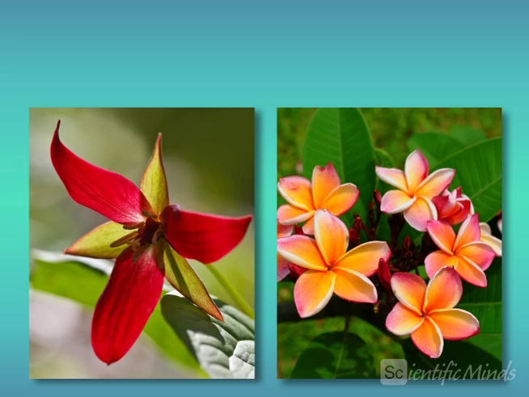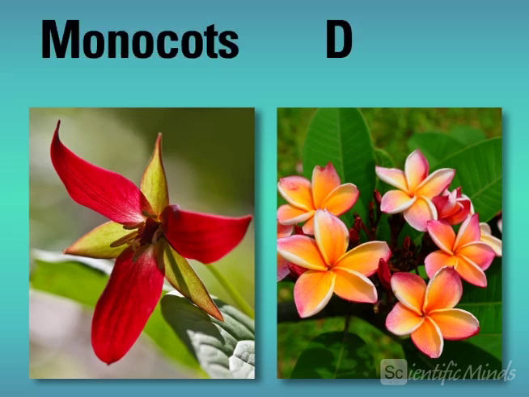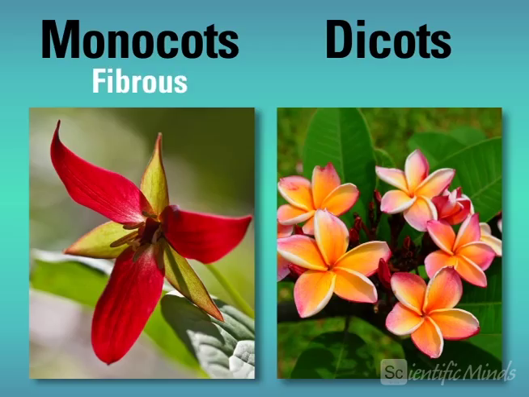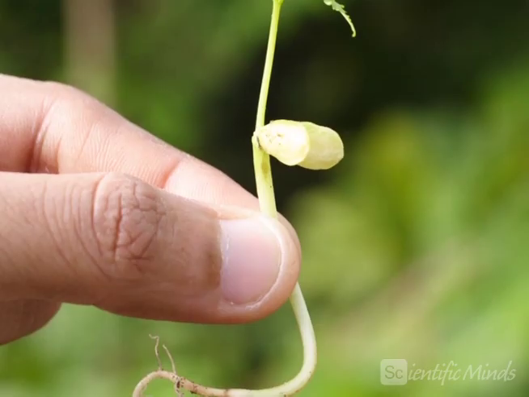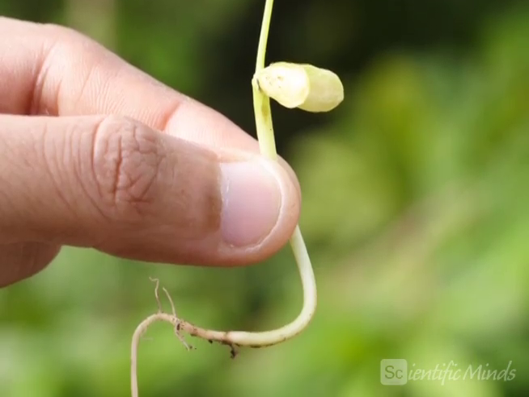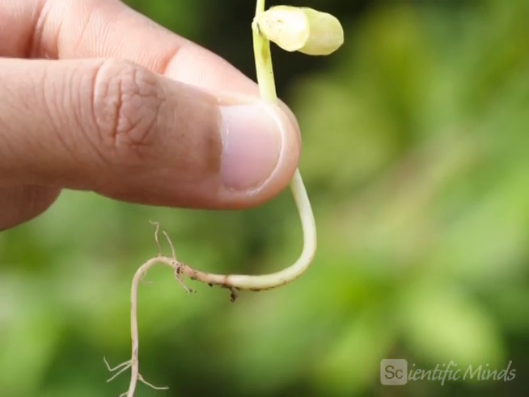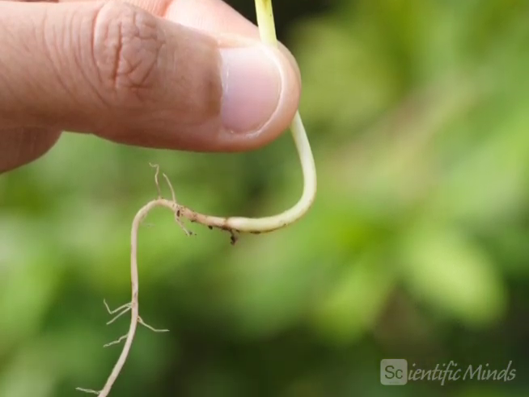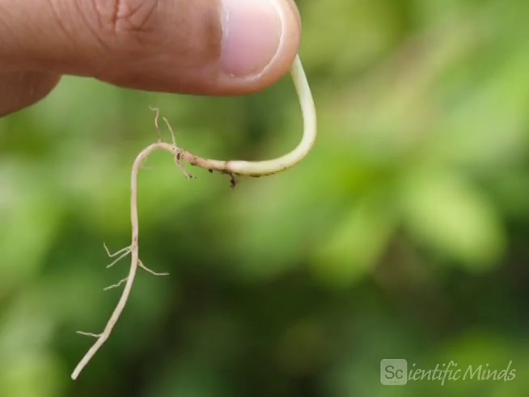Remember that the 2 classes of flowering plants are monocots and dicots. Monocot plants have a fibrous root system, whereas dicot plants usually have a taproot system. Roots grow best in moist soil that is loose enough to allow airspace. Healthy roots are generally creamy white in color.